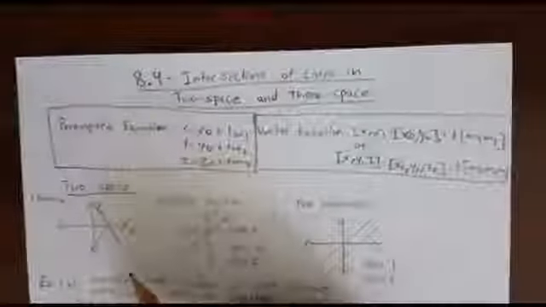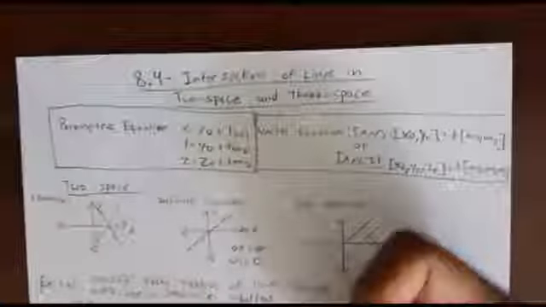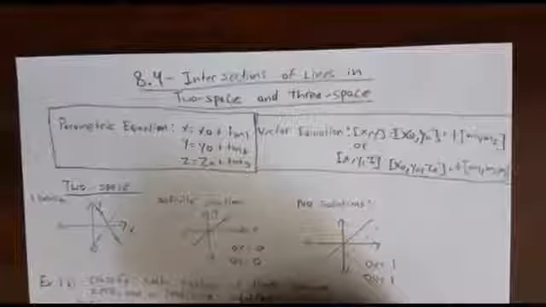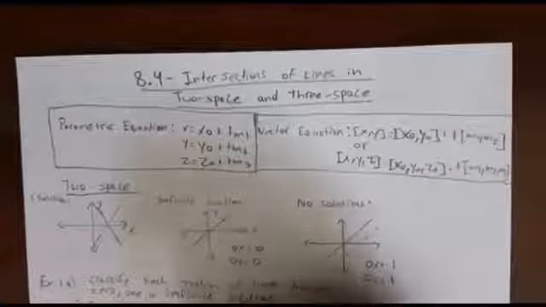So how do you determine how many solutions will be found in 2 space? Well, you'll find one solution when 2 lines intersect. You'll know this when you solve and you get an x value or a y value, which could be x is equal to 1 or y is equal to 2. And when you sub it back into the equation, you get a point of intersection.